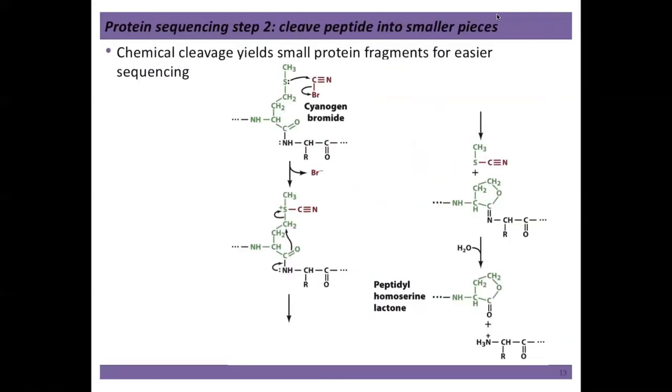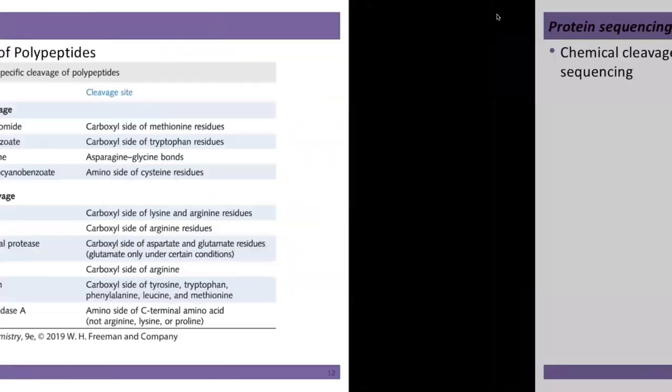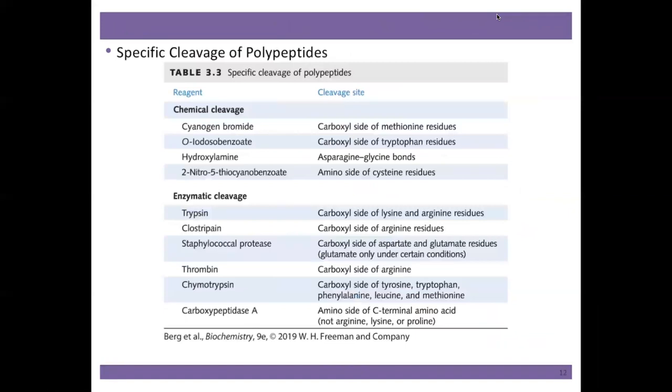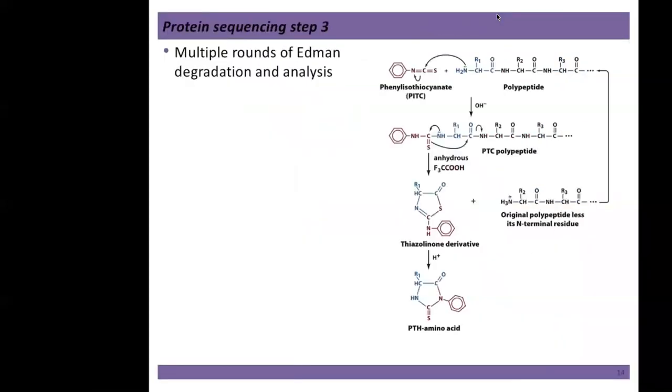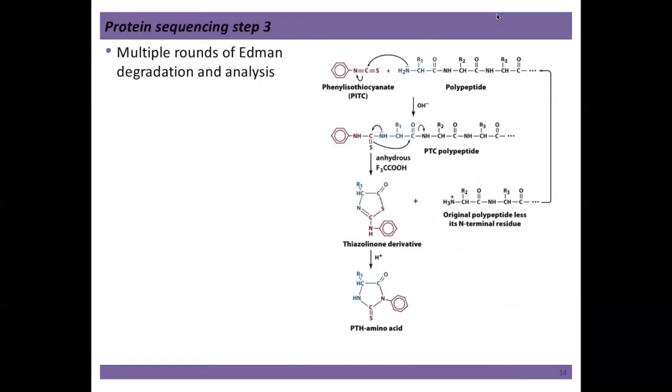I switched quick, so I'm actually going to go back a little bit here. We've got a couple different ways to cleave specifically polypeptide bonds, and that's really important. We can do enzymatic, or we can do chemical. The one chemical method that we need to know is cyanogen bromide, and it cleaves after methionine residues.